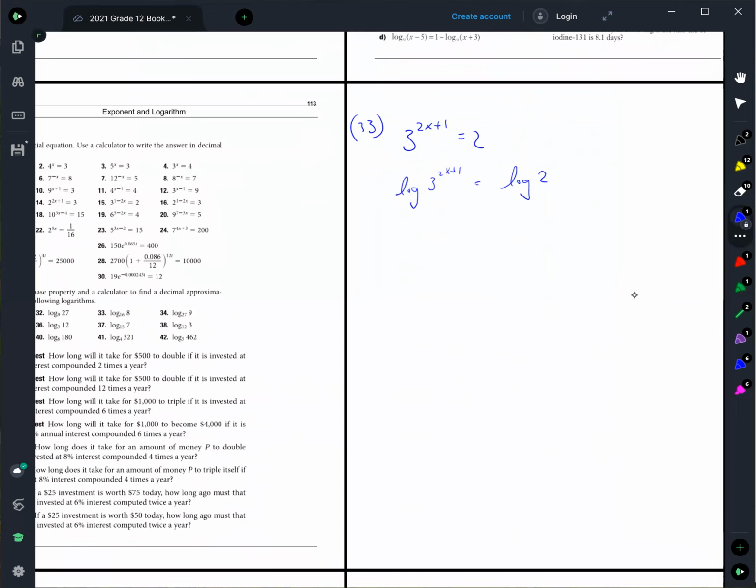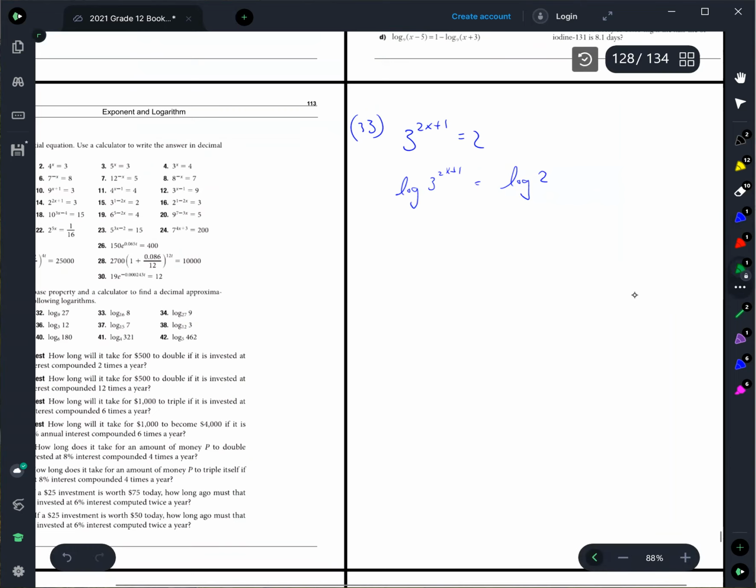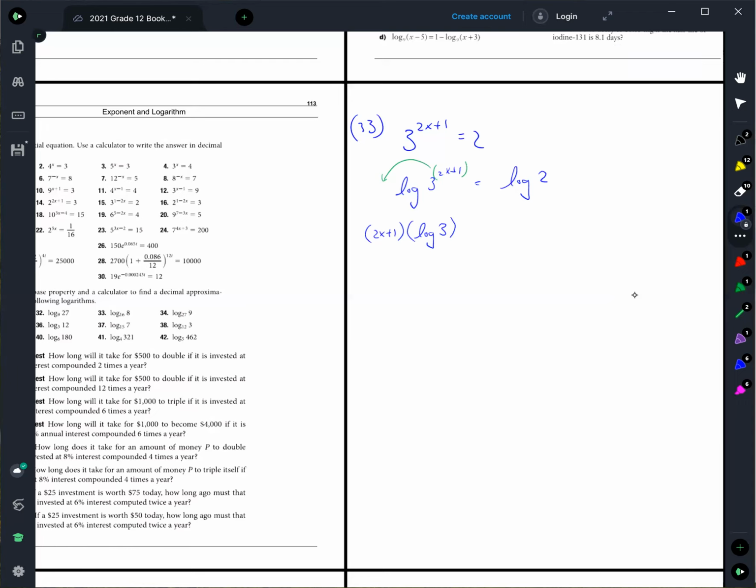Okay, and Waylon, what do we do next once we put the log on? Do you move the 2x plus 1, like the exponent, to the front? Yes. Okay, and remember you need to have brackets. So it will look like 2x plus 1 multiply with log 3. Remember, log 3 is one single number. You cannot separate the log and the 3. 3 is inside the log. And then log 2 by itself. Okay, what do we do next, Chen?